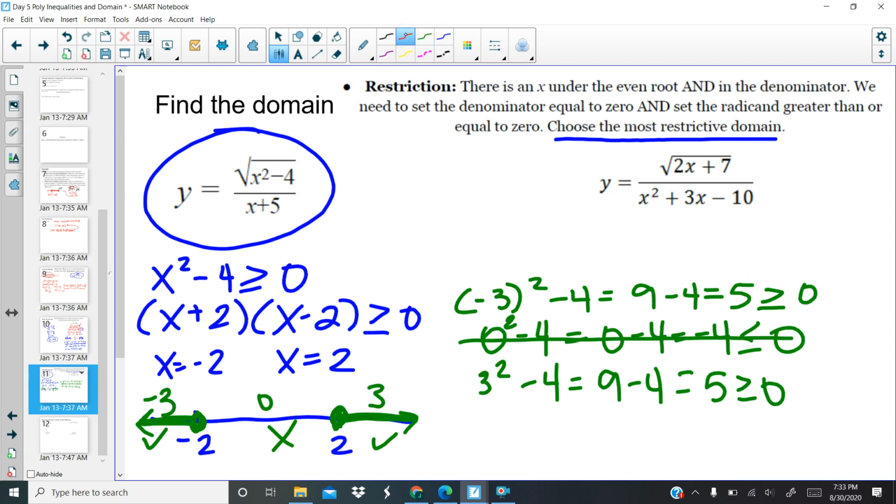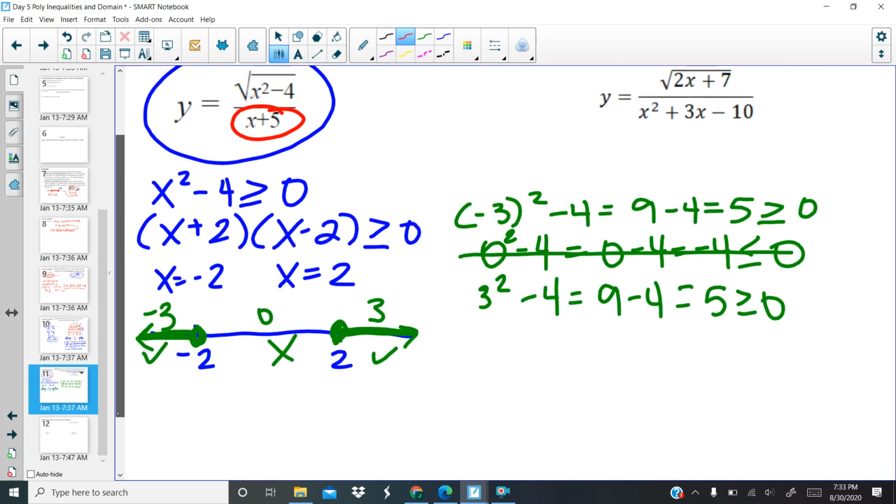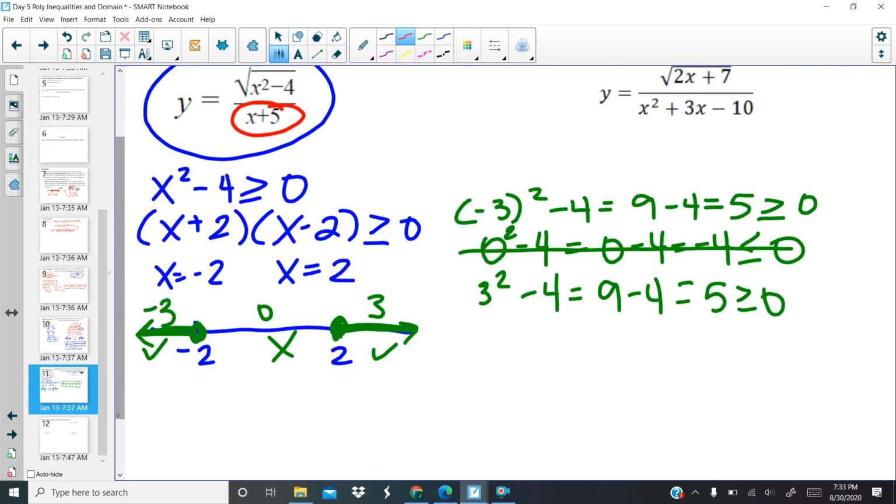However, we still have to figure out if there are any restrictions from that x plus 5. So we're going to also set that equal to 0, and when I say set that equal to 0, I mean really, it cannot equal 0. So then I'm going to subtract 5 from both sides, and I'm going to get that x cannot equal negative 5. So that just adds another restriction right here. So I'm going to draw an open circle and put negative 5. That just means we need to avoid the number negative 5.